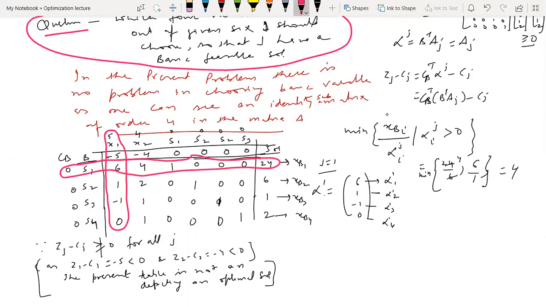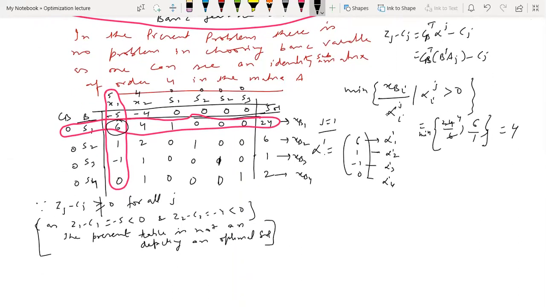Okay, clear? So this gives my 6 as my pivot element. Okay, so now what I have to do is that, you see, since S1 is in the basis, this is making a column of the identity matrix. Now when X1 will come into the basis, this will make a column of the identity matrix. So I have to create 1 at this position, and the rest of the elements will be 0, which I will be creating using this pivot element.